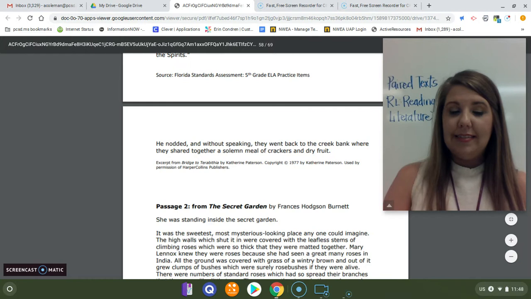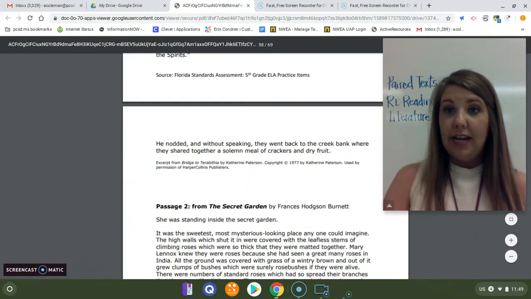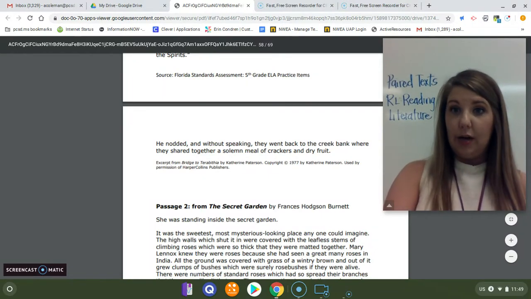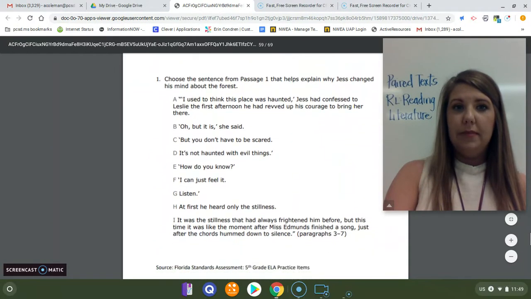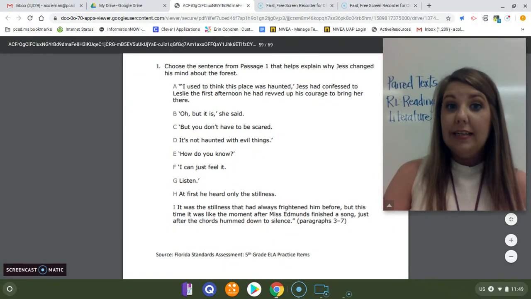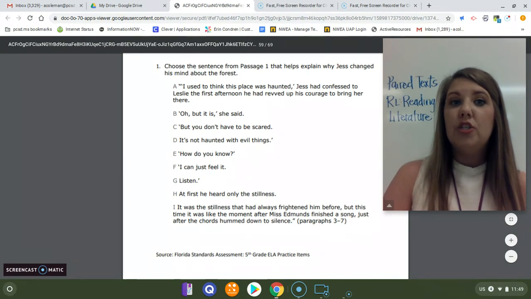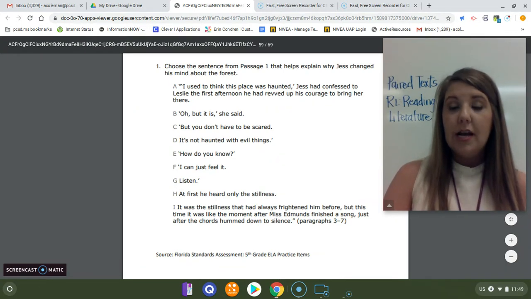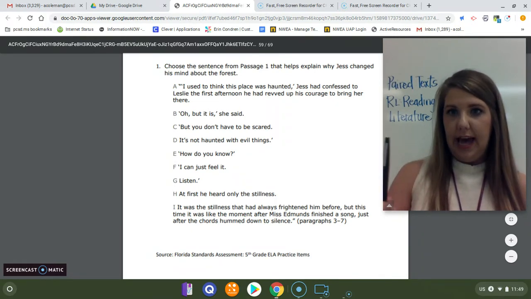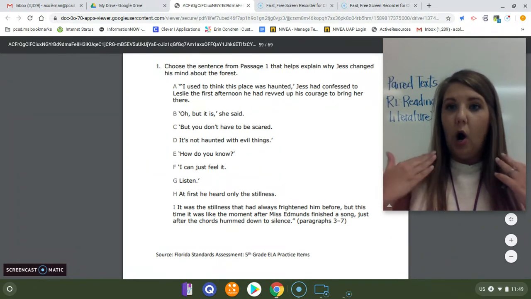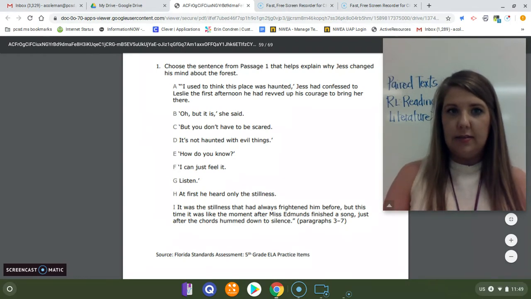Okay. We aren't going to read passage 2 right now. I'm going to answer a question with you, one that was just linked to passage 1, so that we can go through a question together. Number 1, choose the sentence from passage 1 that helps explain why Jess changed his mind about the forest. So we talked about this as we were reading, and we know that Jess was frightened, and then Jess went to a more calm state. So let's talk about which one of these shows that. Which one of these answer choices shows what we already know, what we inferred about Jess?